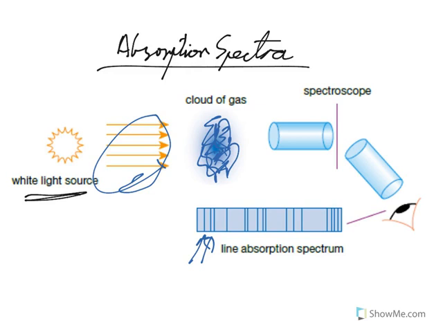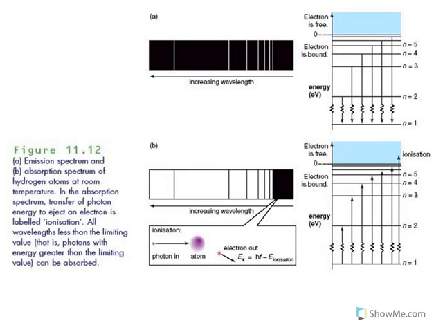Both the emission and the absorption spectra are things that astronomers and cosmologists used when they were trying to find out what stars and things are made of, or if there's a cloud of gas out there in the universe that they're looking at, what it's actually made from.